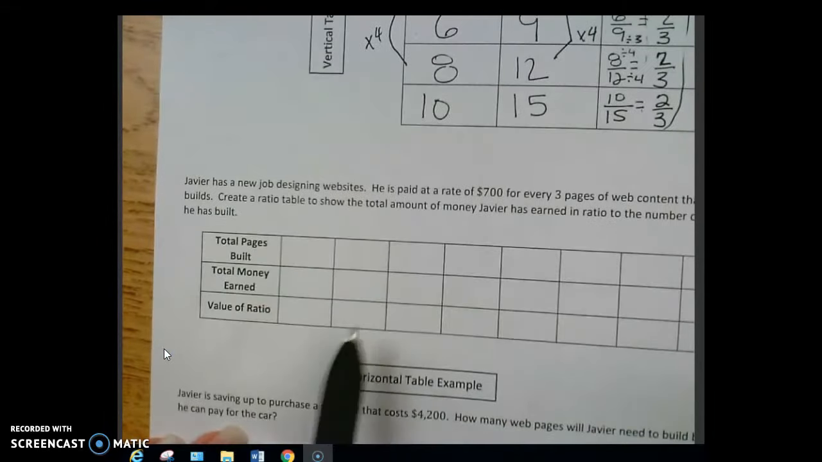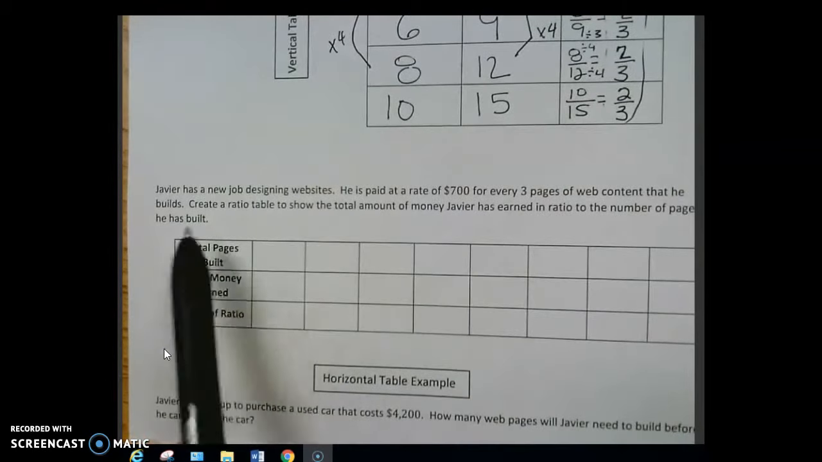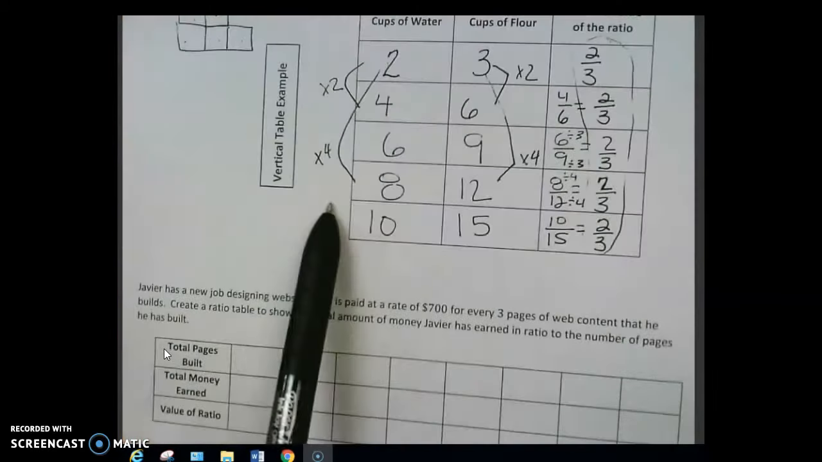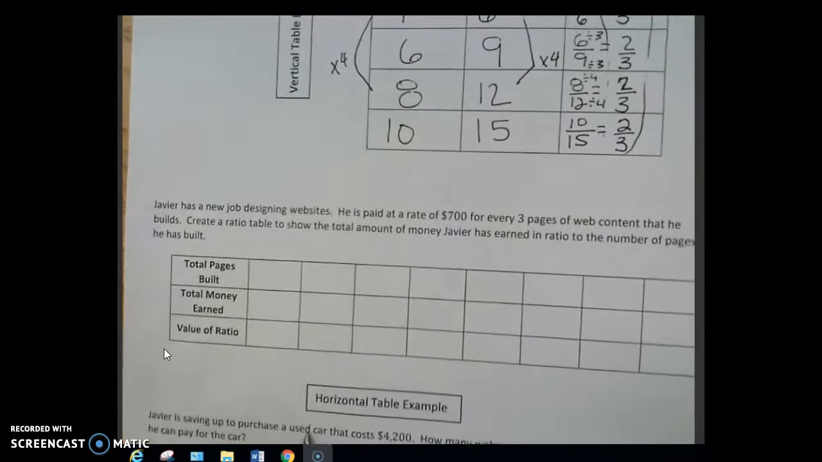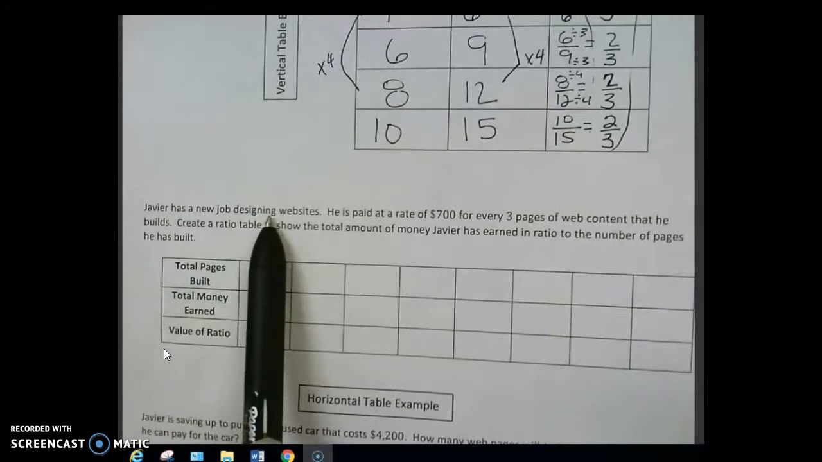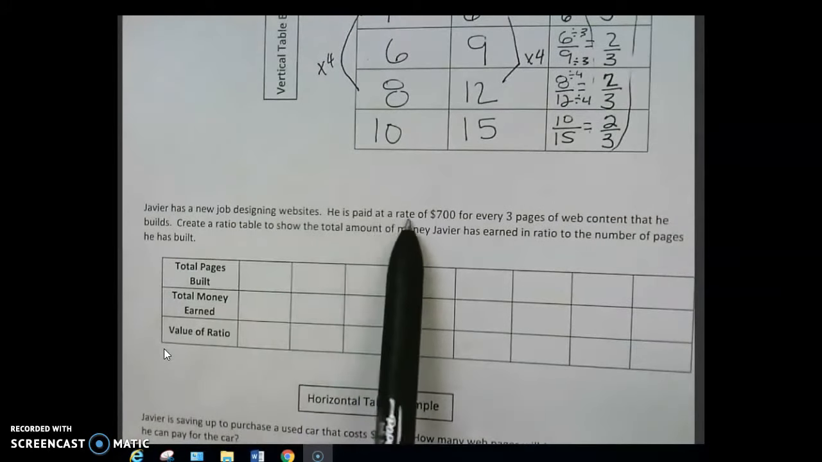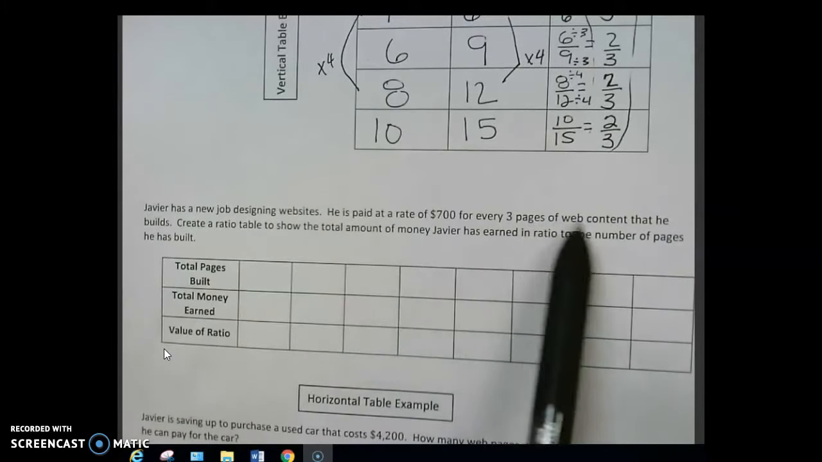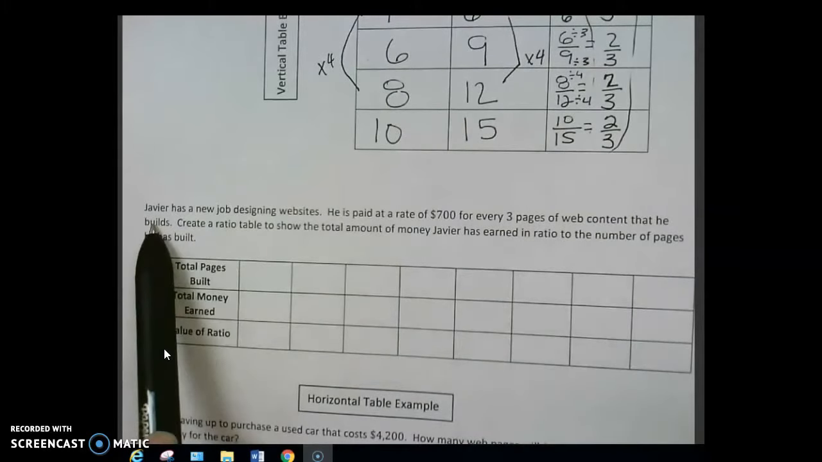Next, we're going to look at Javier, and we're going to look at a horizontal table example. Sometimes we will see data, or some students prefer to organize their data left to right or horizontally versus vertically. So here is another option for you, or one that you might see and you need to know how to read. Javier has a new job designing websites. He is paid at a rate of $700 for every 3 pages of web content that he builds.